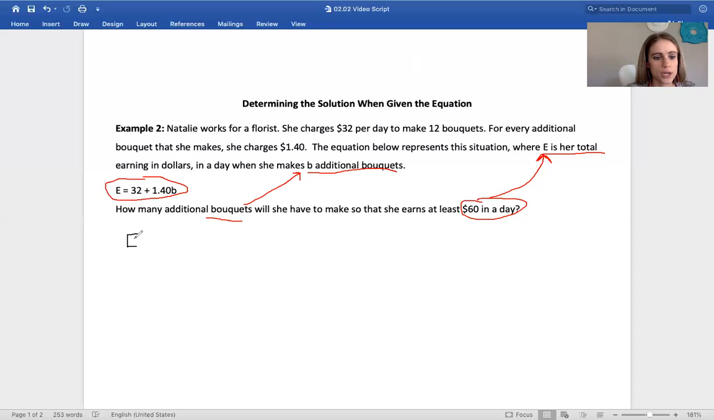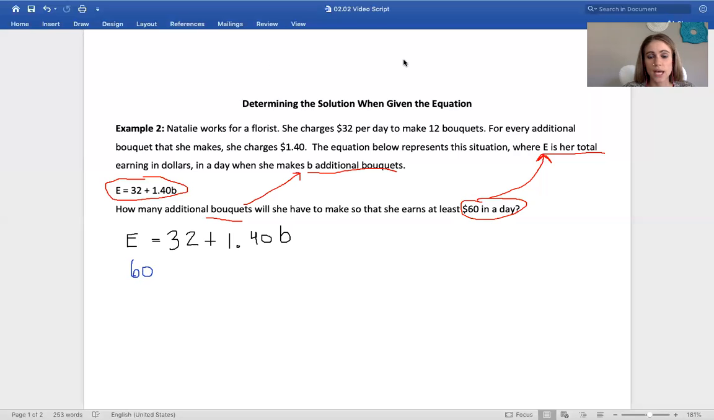All right, so we have our equation. E is equal to the $32 she charges plus $1.40 for each additional bouquet. So we know that she wants to make $60 in a day. So 60 is our E, so we're going to substitute 60 in for the variable E.